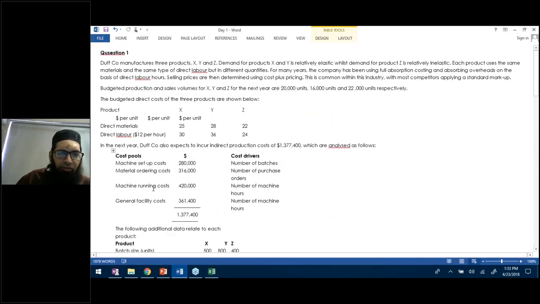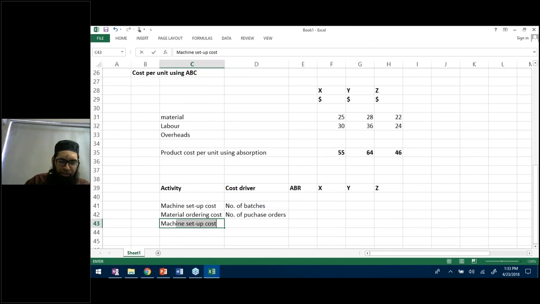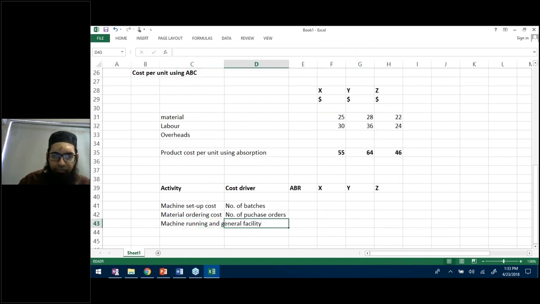The third is machine running cost, and also the general facility cost. Both have a similar cost driver, so I am combining them. So it will be machine running and general facility. And its cost driver is number of machine hours.